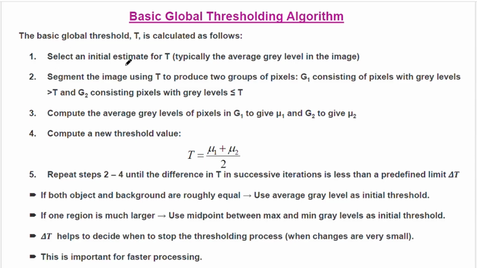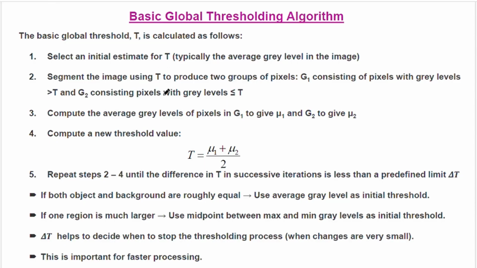First, select an initial estimate for T, typically the average gray level in the image. I'll explain this with an example. Choose an image, find the intensities of all the pixels, and get the average of the intensity. That is called the initial estimate threshold T.